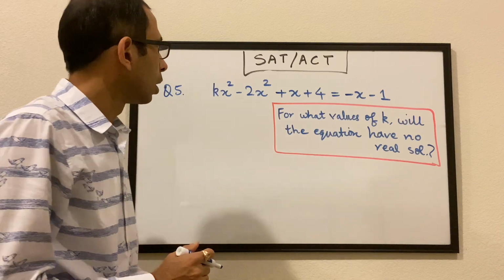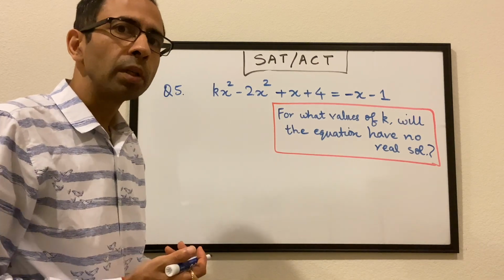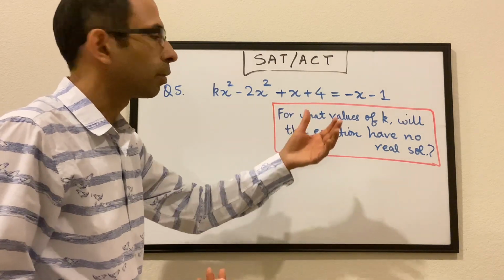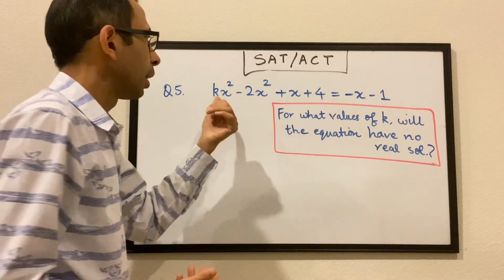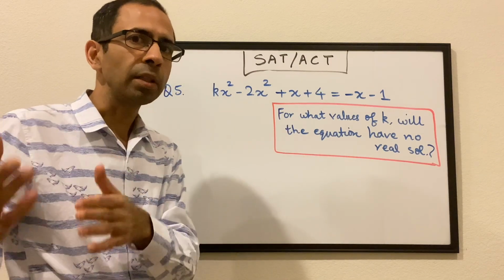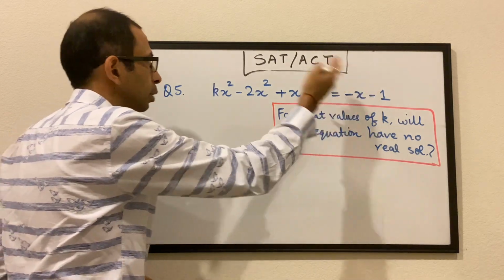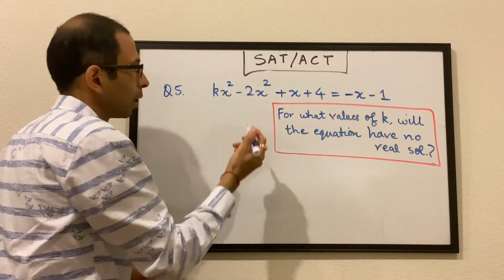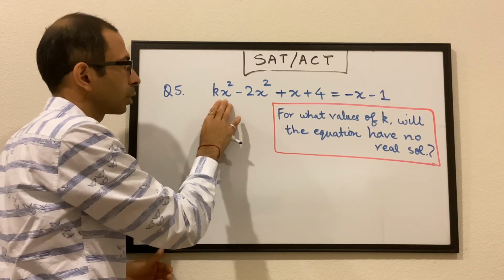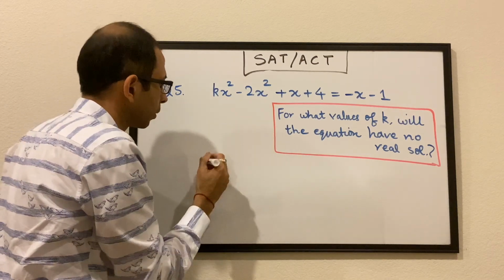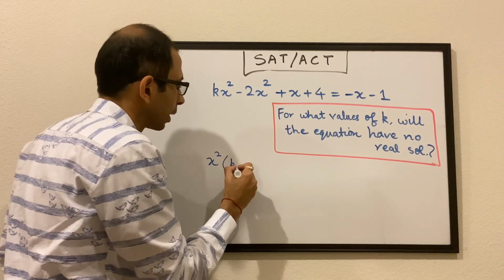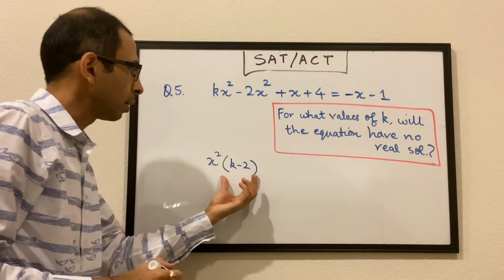Now we know that for a quadratic equation to have no real solutions, the discriminant has to be negative. So essentially for doing that, the first step is to bring everything to the left side and to rewrite this quadratic equation in the standard form, so that we can identify our a, b, and c appropriately. So let's do that. Let's bring everything to the left side. And let's also consolidate the terms whatever we can. So we see there are two x square terms, kx square and minus 2x square. So like we did in the last question, I'll take x square common and I'll get k minus 2. So that becomes my a.